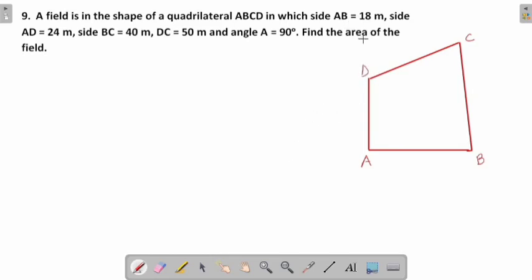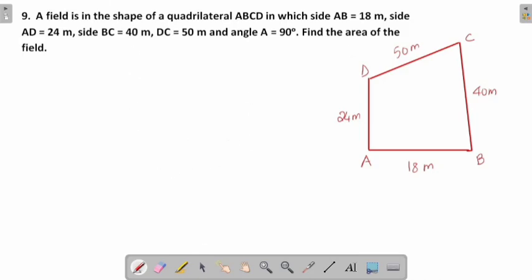It is given that AB is 18 meter, so this is 18 meter. Next is side AD, this one, given to you as 24 meter. BC is given as 40 meter. DC is given to be 50 meter. Is there anything else given? AB is given, AD is given, right? That's all that is given to you. So you need to find the area of the field.